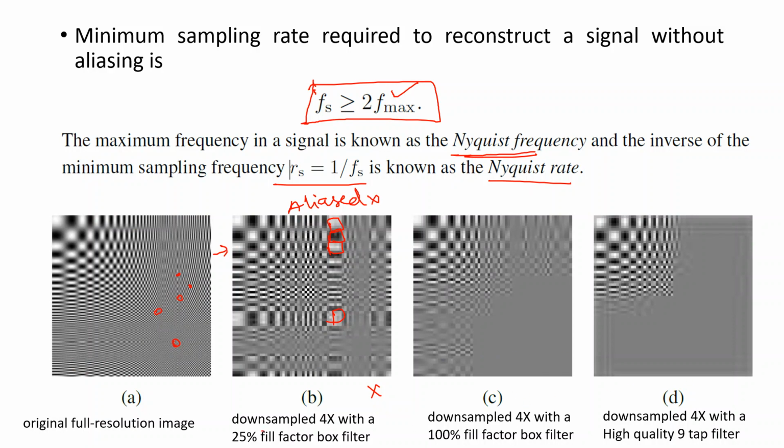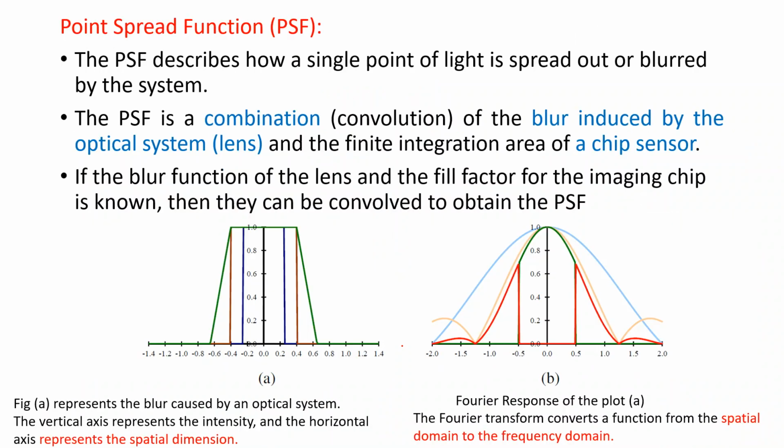This is a 25 percent filtered box. This is a 100 percent filtered box, and this is a high quality filtered box. With the filtering, this part is completely removed. Instead of getting the wrong pattern, we are completely removing it to get only the right patterns. So this part alone is right. Aliasing is bad, and in order to overcome aliasing, we are performing filtering. The filtering keeps only the correct data. The false patterns are removed.